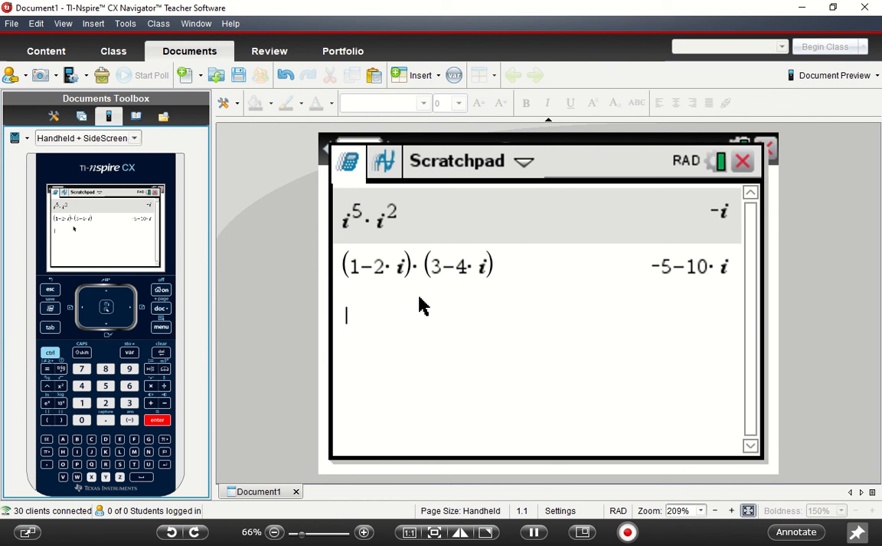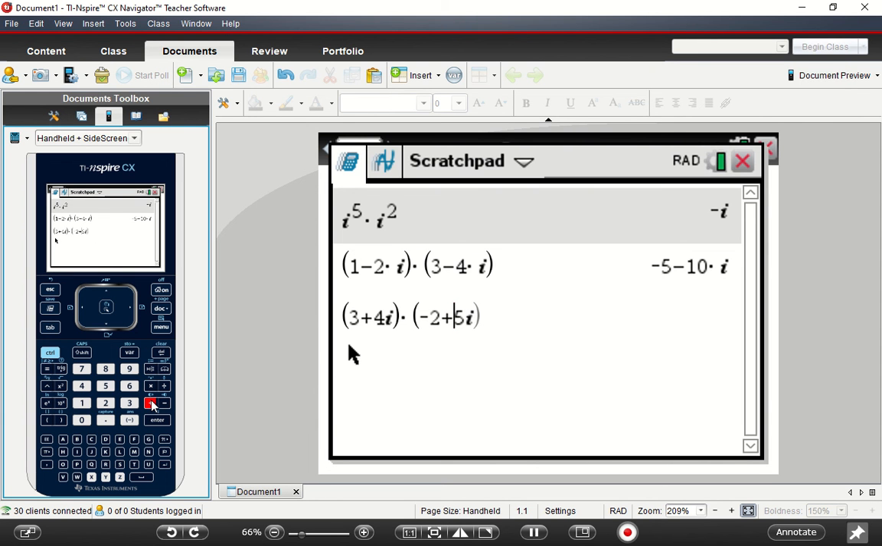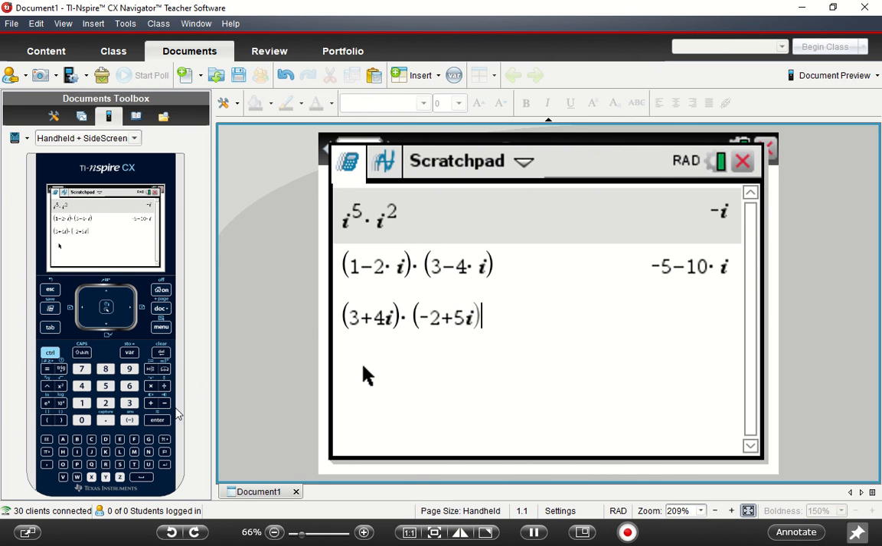Wait, on number C, I typed it into the calculator and I got a different answer than what you got. On number 2C? Okay, I'll go back and do 2C real quick. So, parentheses, it was 3 plus 4i, 3 plus 4i. If I made a mistake, that's not a good thing. Times, parentheses, negative 2 minus 5i. It's plus 5, sorry. Negative 2 plus 5i.